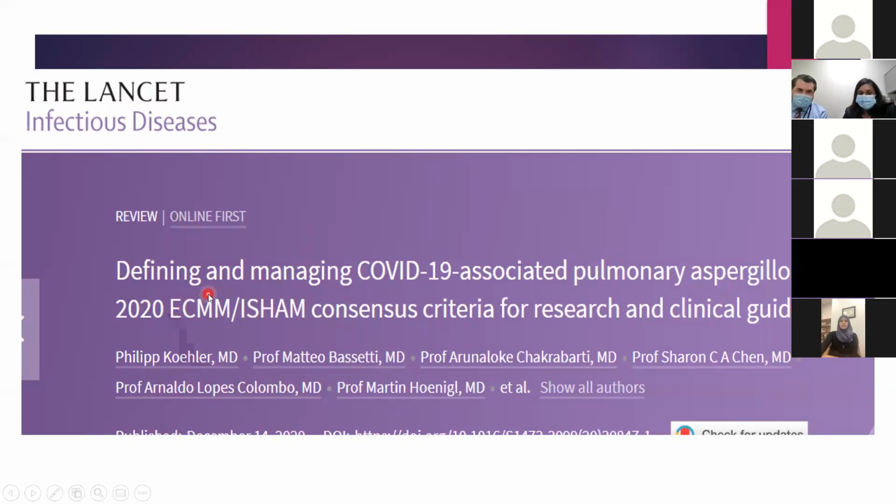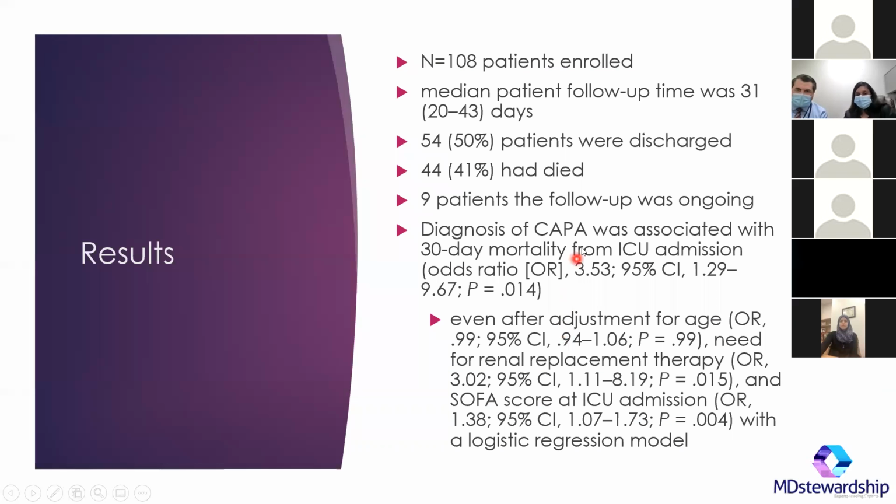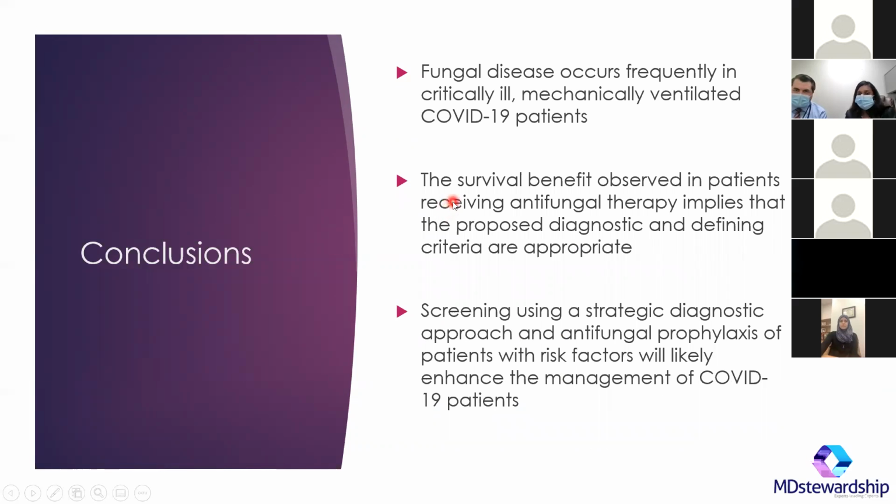Here, defining and managing COVID-19 associated pulmonary aspergillosis. So Lancet published recent guidelines, and what they're saying is, you can skip to the next slide. There's a lot of numbers on here, but basically what they're saying is fungal disease occurs frequently in critically ill, mechanically ventilated patients with COVID-19. The survival benefit observed in patients receiving antifungal therapy implies that you need to propose diagnostic and defining criteria appropriate.